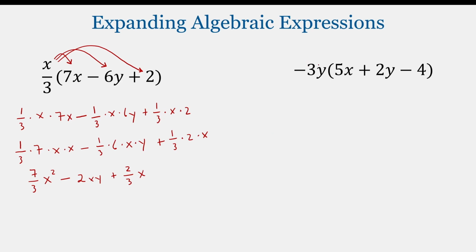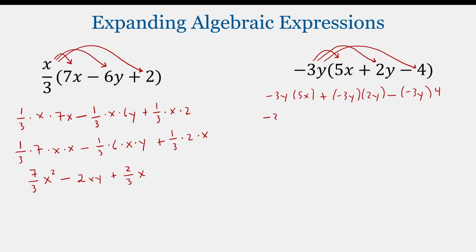And then finally, negative 3y times the quantity 5x plus 2y minus 4. Again, distribute the negative 3y to each of the 3 terms within the parentheses. We have negative 3y times 5x plus negative 3y times 2y. I'm going to bring down the subtraction sign, and then negative 3y times 4.